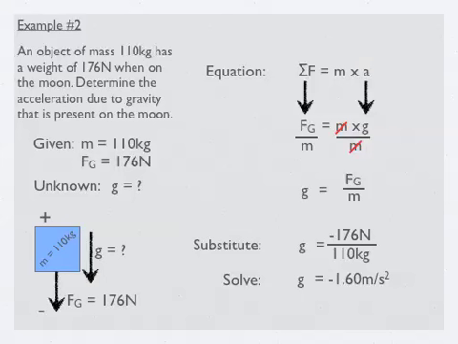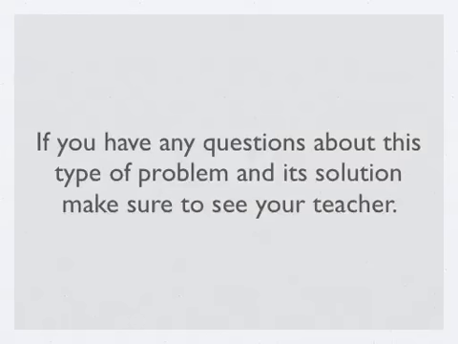So that means I have 1.60 meters per second squared of acceleration moving downward. So I can note it as negative, or I can note it as 1.60 meters per second squared downward. This is essentially as complicated as these questions can really get, because there's only those three pieces that you have to solve for. If you have any other questions, please make sure that you see your teacher as you move forward. We'll be doing some more practice with this in class.